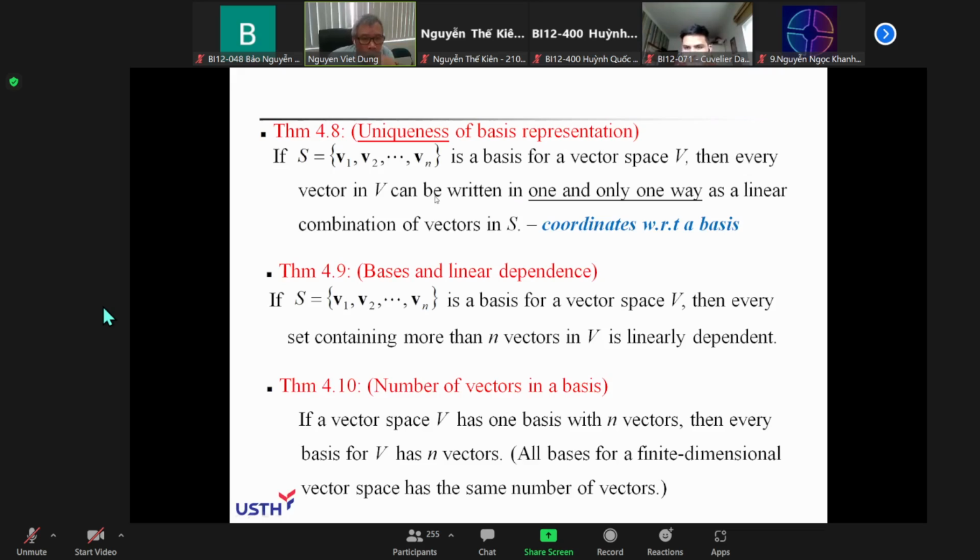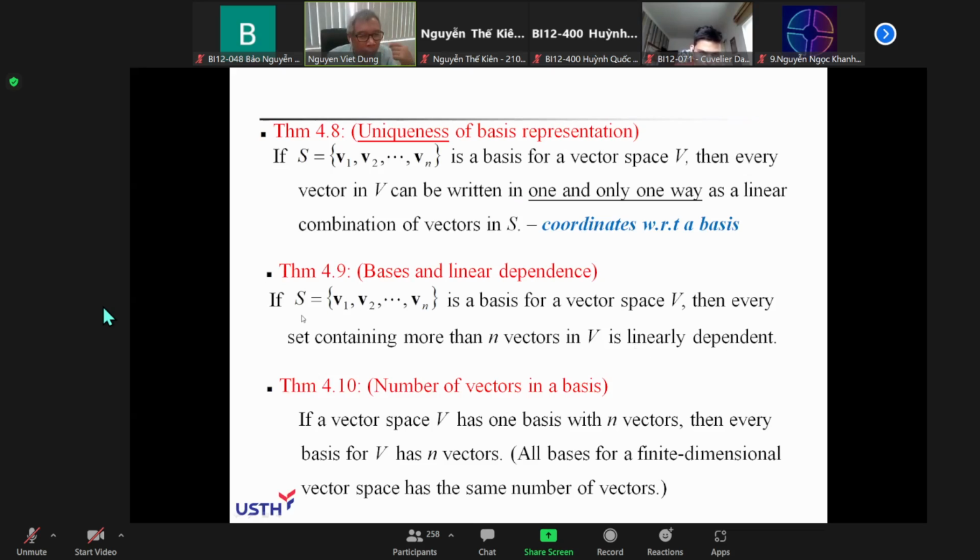We have one more property about the linear independence and the basis. Suppose that we have already S consisting of n vectors v1 up to vn to be a basis for a vector space V. Then any other set of V containing more than n vectors must be linearly dependent.